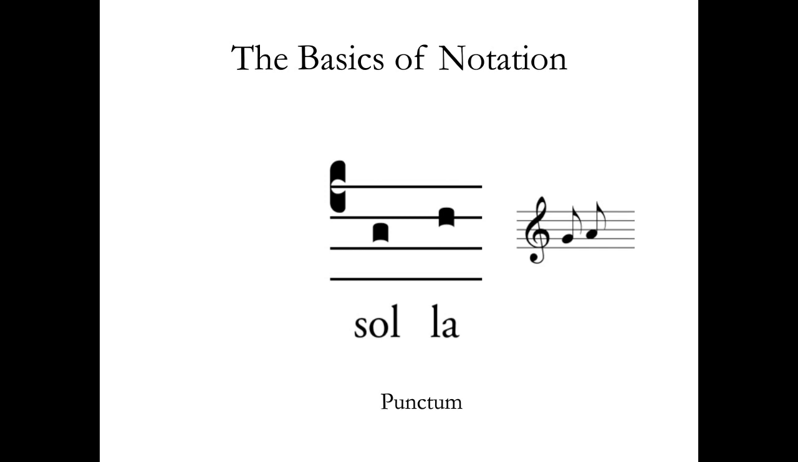So the way that you might see a single sol or la indicated by a punctum is given in the middle, and as in the modern notation, giving you specific pitches, G and A, but again, this depends on which key you're pitching this in. So if here, do is C, sol would be G, la would be A. If I were in the key of B flat, let's say that do was B flat, sol would be F, and la would be G.